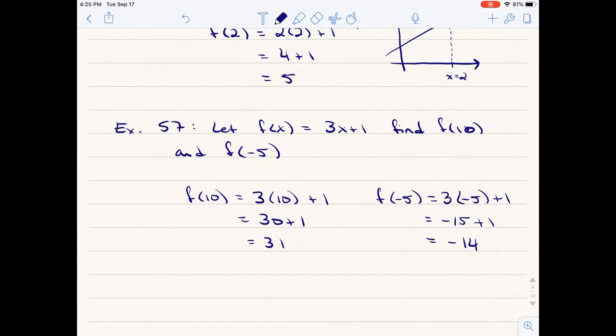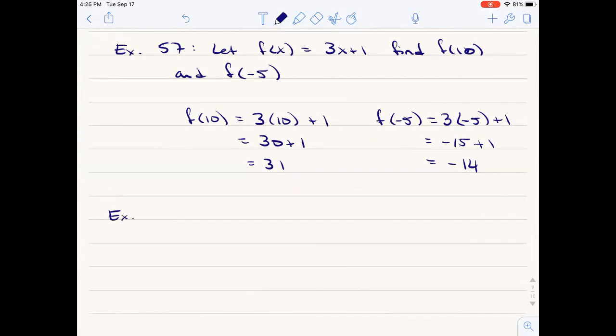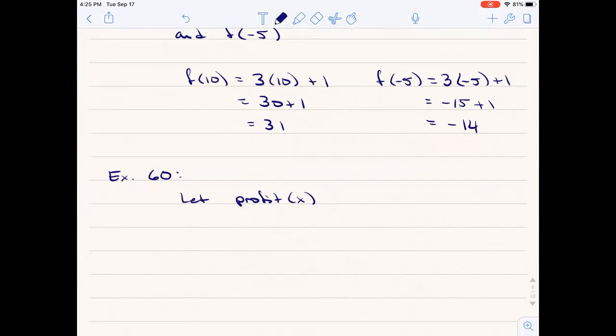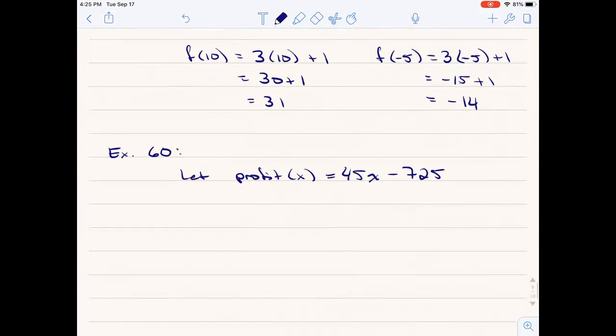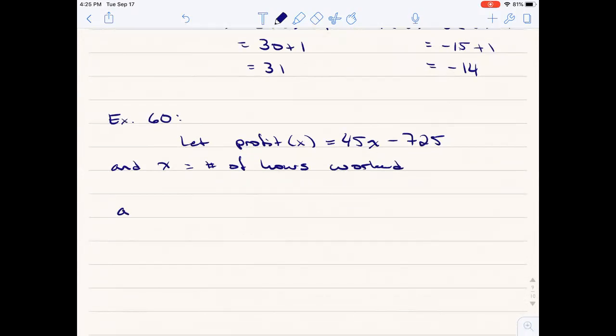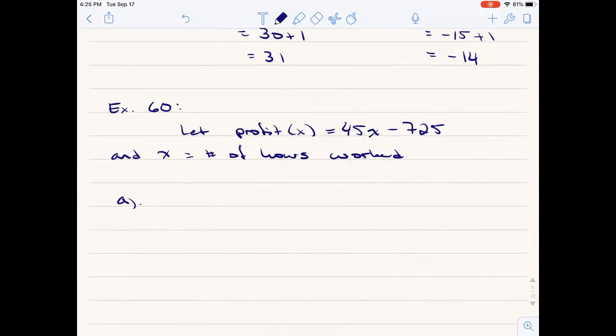More relevant to this course, what if we have a profit function? We'll be dealing with profit functions in a little bit, and so example 60 kind of gives us a sneak preview. If we let the profit of x be 45x minus 725, and x is the number of hours worked, part A, what if we work 50 hours?